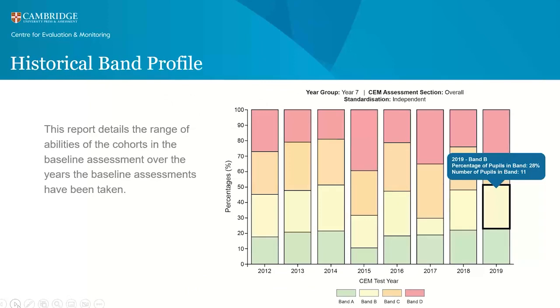And also, this is the historical band profile that I mentioned. If you have been completing ChemSecure assessments for a number of years, you'll be able to compare this year's cohort's ability levels to the previous years as well. So this might help you in terms of allocating resources, for example, or for future planning, or deciding what type of intervention strategies or what might be a focus in your school in terms of school improvement, and just ensuring students have the right support in this particular academic year.